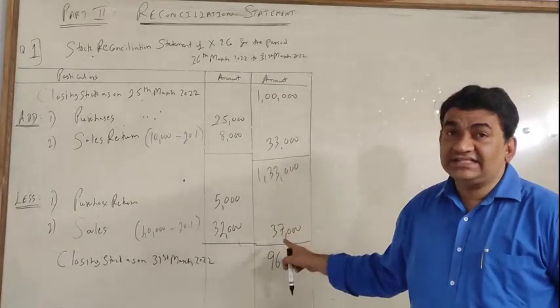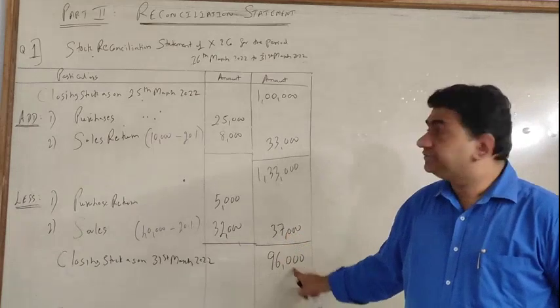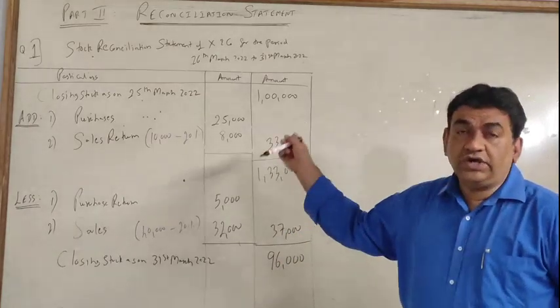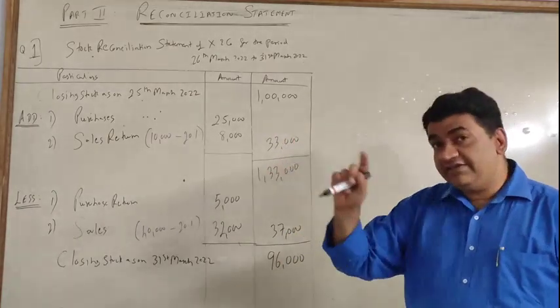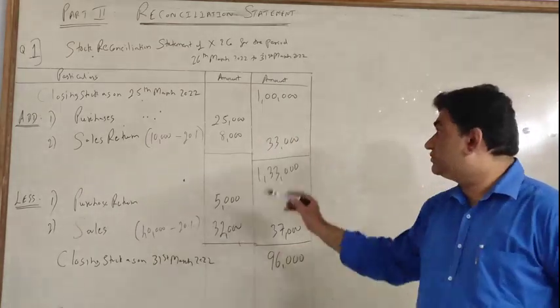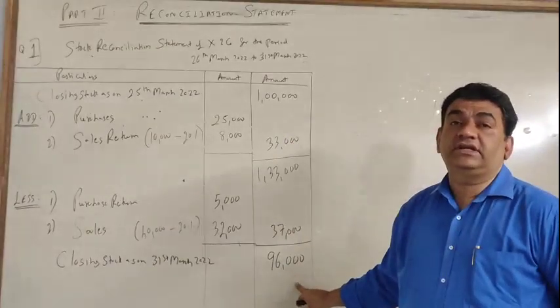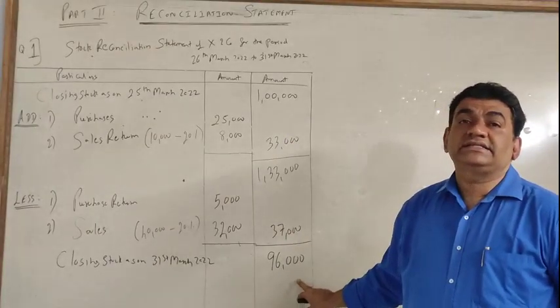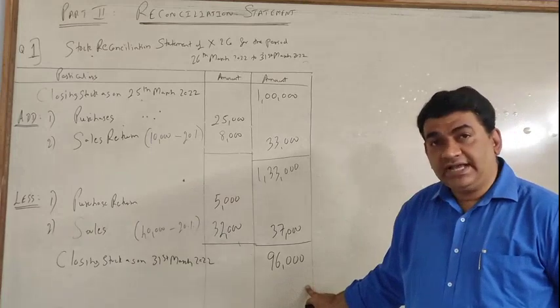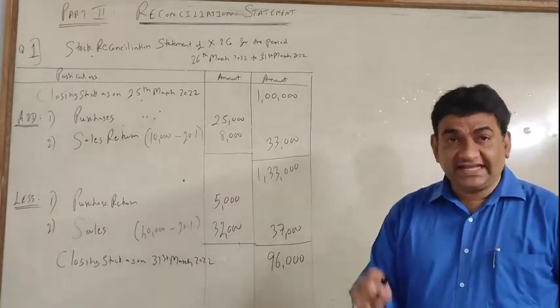What is the logic of reconciliation? I didn't have this figure because I didn't have time. So I took my stock on 25th March. Whatever transactions you have done between 26th March to 31st March, you have adjusted and you arrived at the figure of 96,000. Got it guys? Exactly the same way, I will continue this video with the second sum.